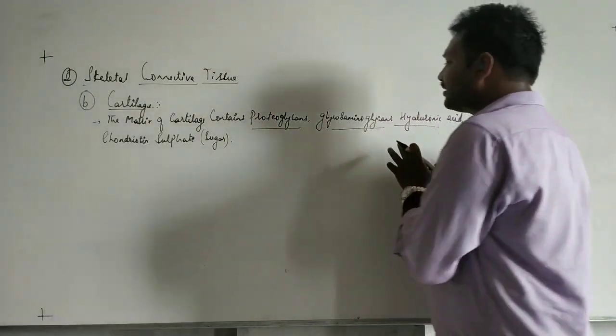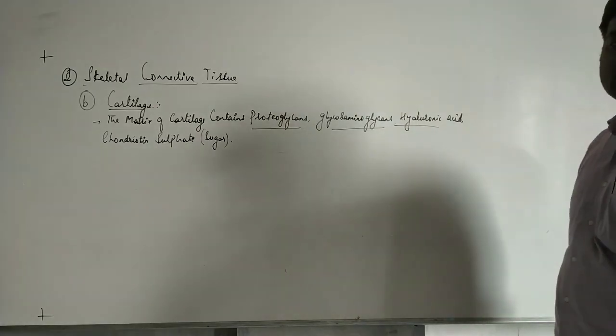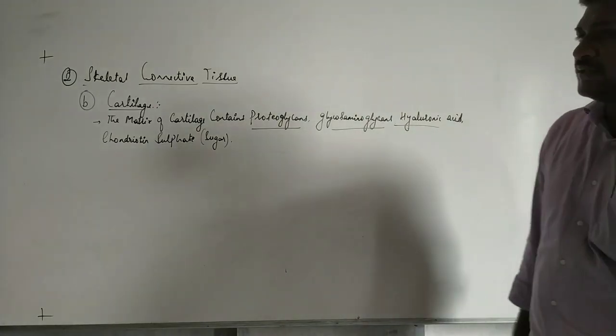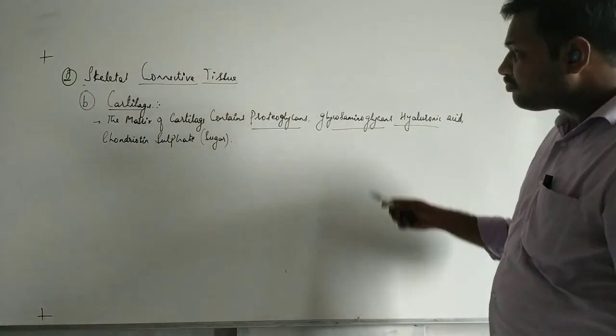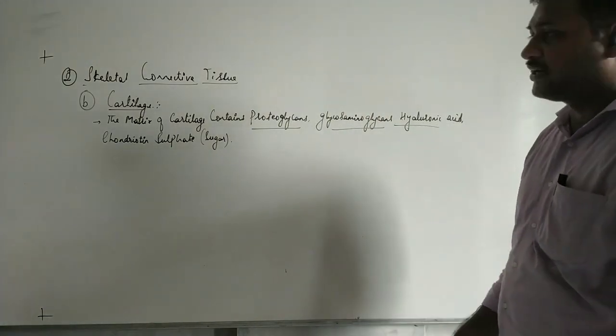Now proteoglycans and glycosaminoglycans are conjugated types of proteins, associated with certain carbohydrate molecules. So these are present within the matrix of cartilage.